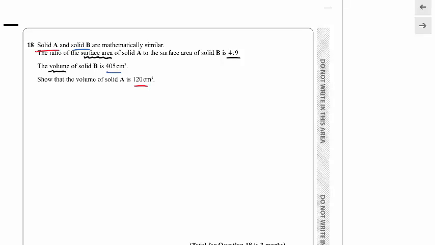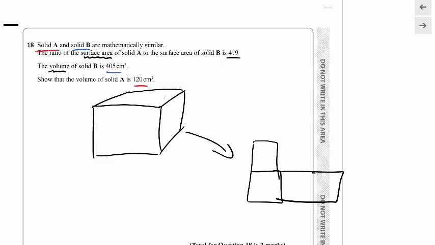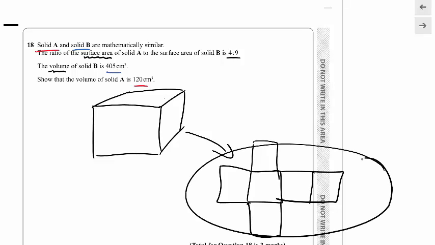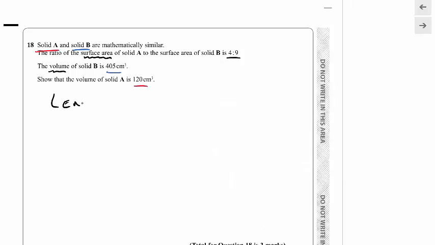Okay, so essentially what we've got is two solids, but I'm just going to draw one of them. And then if we unpack that into the net of that shape, we can just find the surface area, and we're given information about this surface area. Essentially what we're being asked is, given information about the surface area, can you rebuild this back into the original solid to work out the volume? So essentially what we need to do is form a relationship between just the length, the area of something, and volume. So let me try and show you.